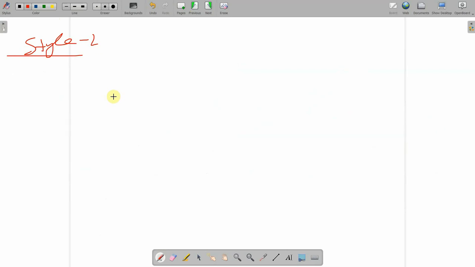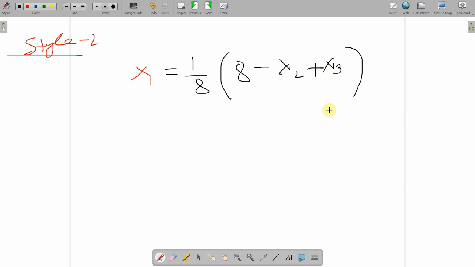So for style 2, what I have in hand, I will be writing x1 equals 1 minus... if you do x1 as 1 minus 0.125, you might use this, or you may go for the other technique also. So it will be writing 1 by 8, 8 minus x2 plus x3, that's your x1. So what will be the value at the r plus 1 iteration?